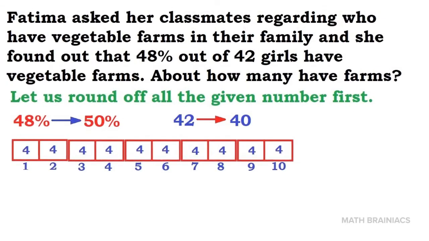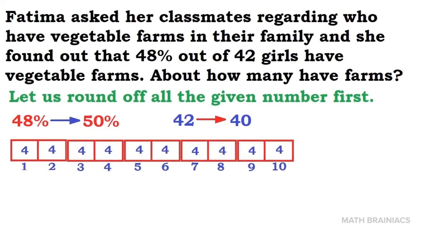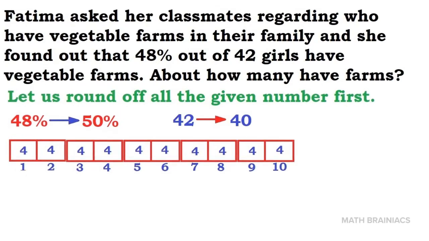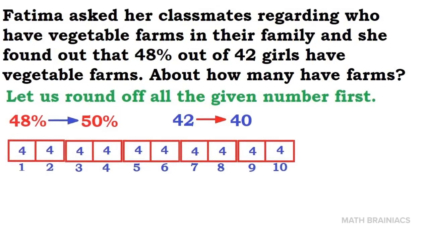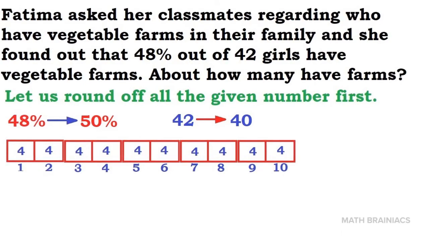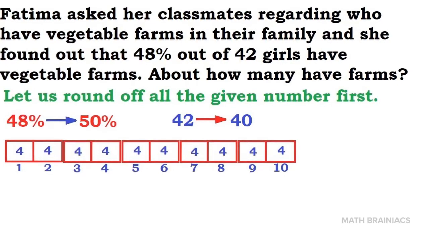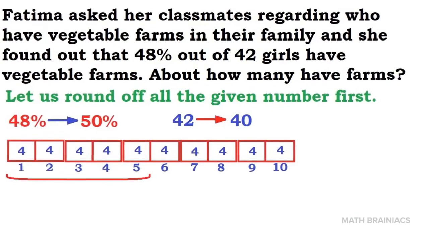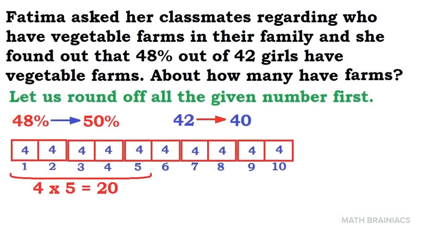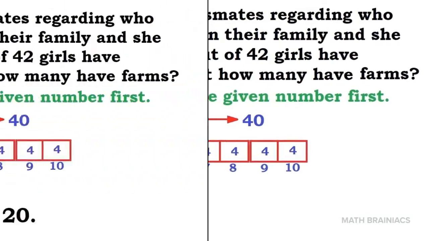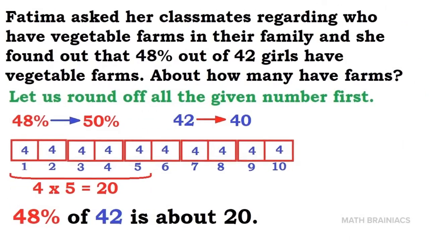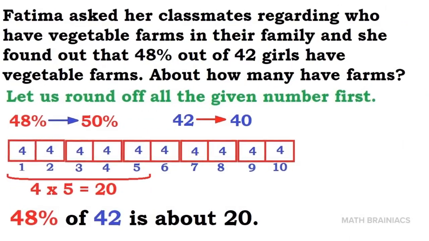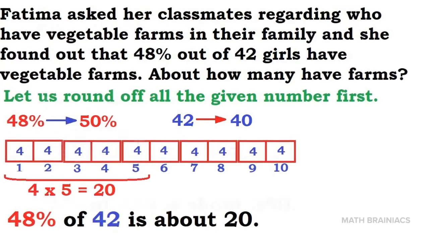Let us draw a bar diagram and cut it into 10 parts. Accordingly, 40 divided by 10 will give us 4. Therefore, we know that each bar will contain 4. And 50% will show us 4 times 5, which will give us 20. For this reason, 48% of 42 is about 20.